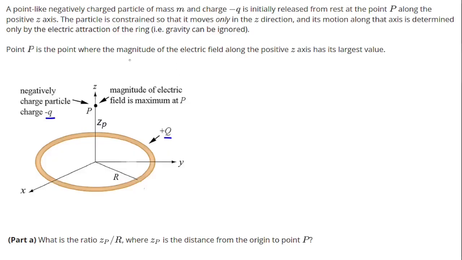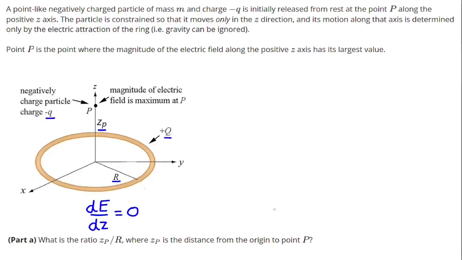Point P is the point where the magnitude of the electric field along the positive z-axis has its largest value. What is the ratio of the vertical distance to point P to the radius of the ring? So given that the largest magnitude of the electric field is at point P, we have the condition where the derivative of the electric field with respect to z is equal to 0.